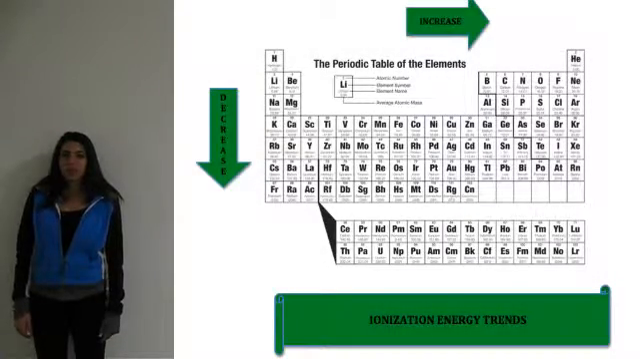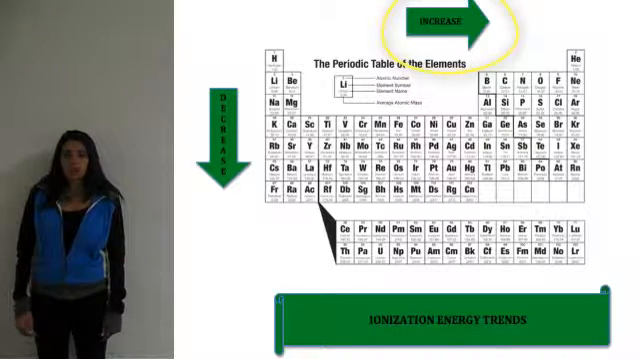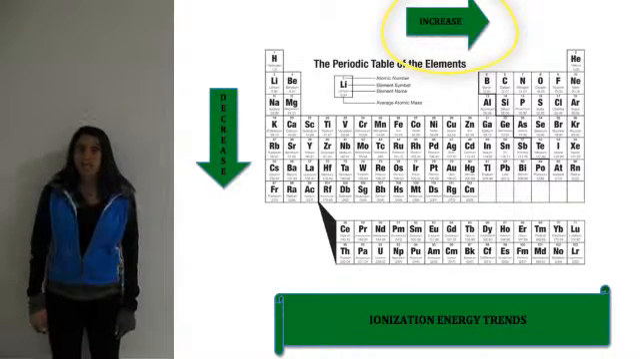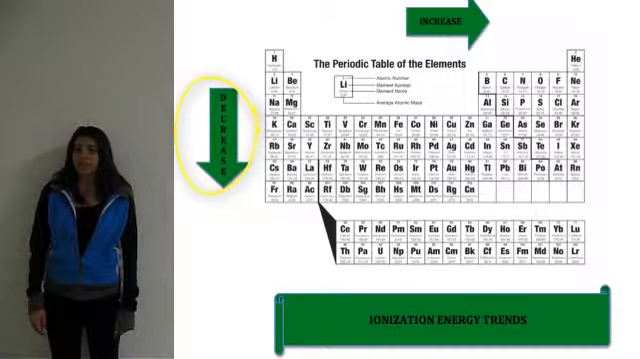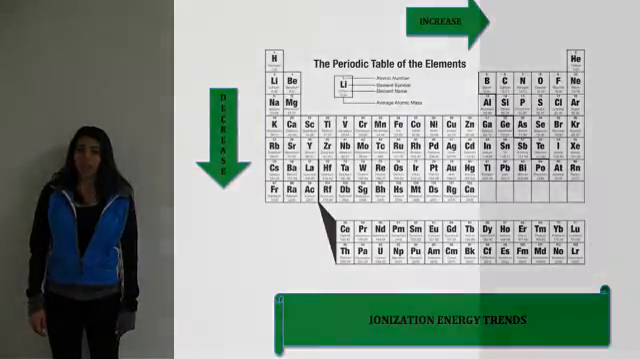As the number of protons per electron increases, the inward pull on the electrons increases, which means it takes more energy to pull off an electron. As you go down a group, the number of shells increases, and this means that the distance increases, so the force decreases, so it's easier to remove an electron.